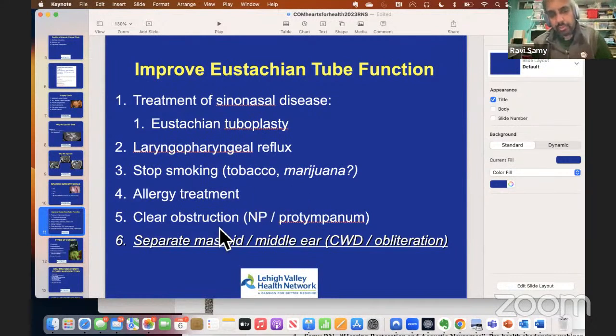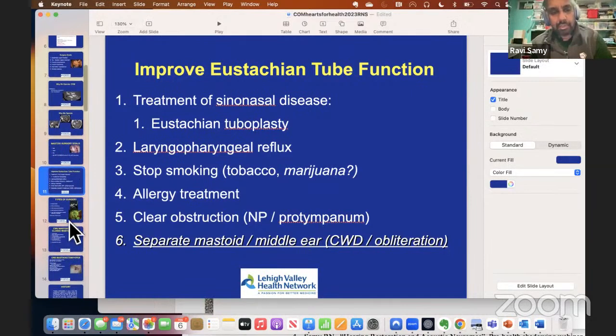Treating allergies, treating adenoids, and then how you approach the middle ear. So most people don't know the middle ear, where the three ear bones are, is connected to the mastoid. And sometimes how I address those two things may help in the long run reduce the chance of ear disease coming back.